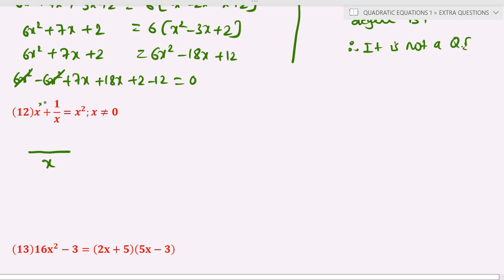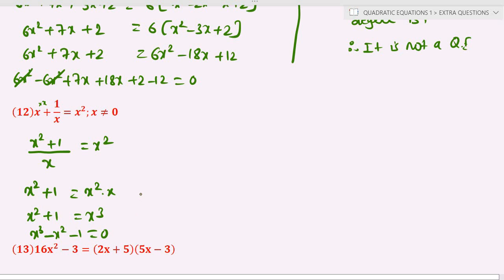X, and you multiply this with x. X into x is x square, and this is plus 1, which is equal to x square. You take x to the left hand side. What happens? X square plus 1 is equal to x square into x, so x square plus 1 is equal to x cube, and you take everything to the left hand side. X cube minus x square minus 1 is equal to 0.